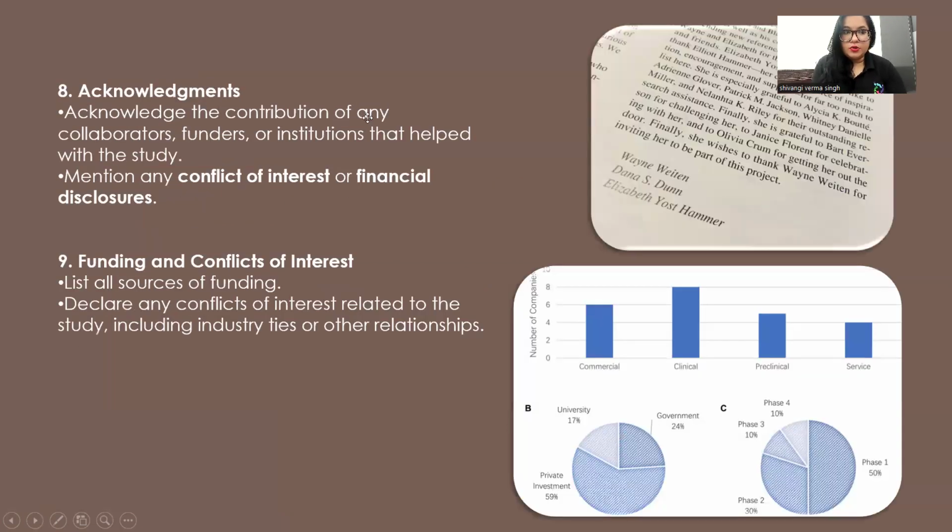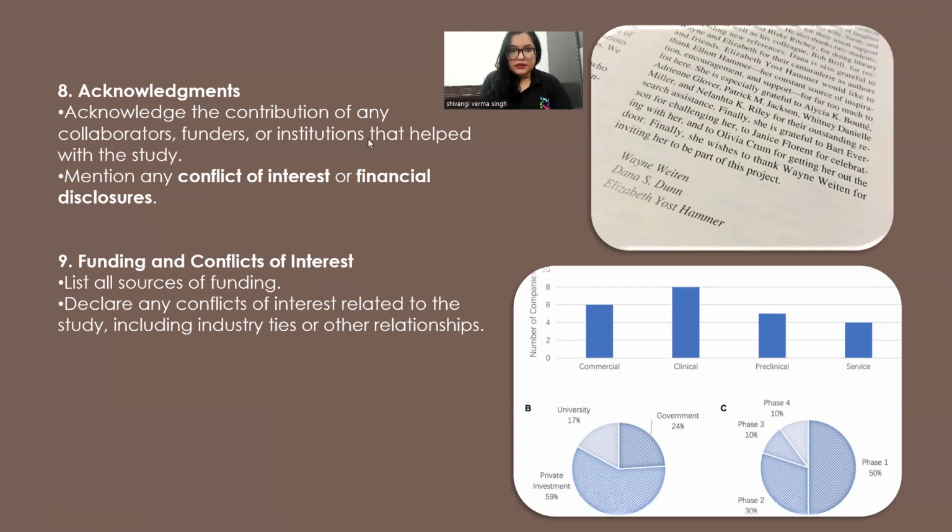Acknowledgement. Acknowledge the contributors, if you have any collaborators, funders, and institutes that helped with the study, and mention any conflict of interest or financial disclosure. Then funding and conflict of interest, list all sources of funding. So who all funded your clinical trial? Declare any conflict of interest related to the study, including industry ties or other relationships. So it was university funded, government funded, private investment. So you have to inform.